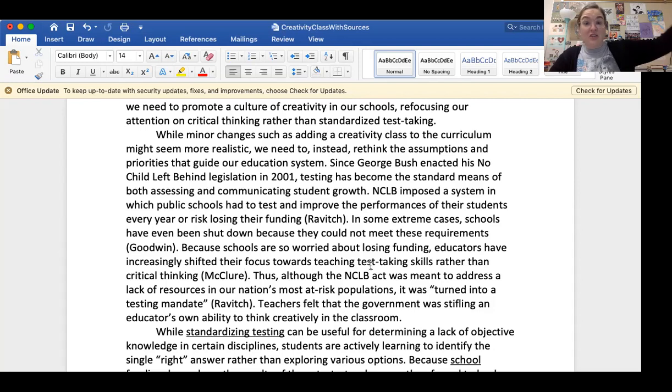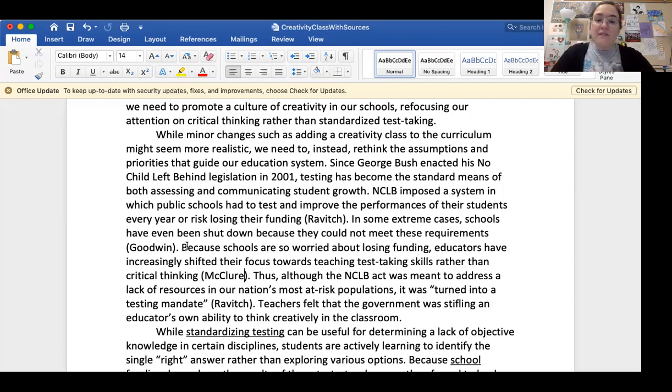So Diane Ravitch is like, if people don't do well on standardized tests, the school can lose funding. And Goodwin says, when they do that, our schools are shut down. Well, then I come in and I say, it's interesting what Diane Ravitch said here about us losing our funding. And I can't believe that our schools could be shut down by this. So it seems like, and I'm going to go down here, that educators' own ability to think creatively is being stifled because they're worried about their schools being shut down. So you see how I'm building off all those conversations and adding them together. And that makes my point a lot more believable.